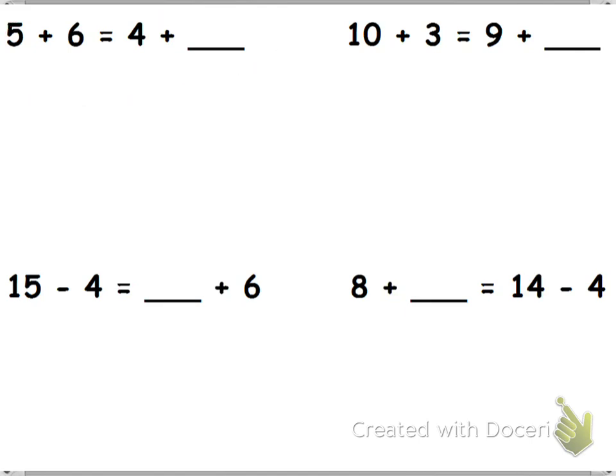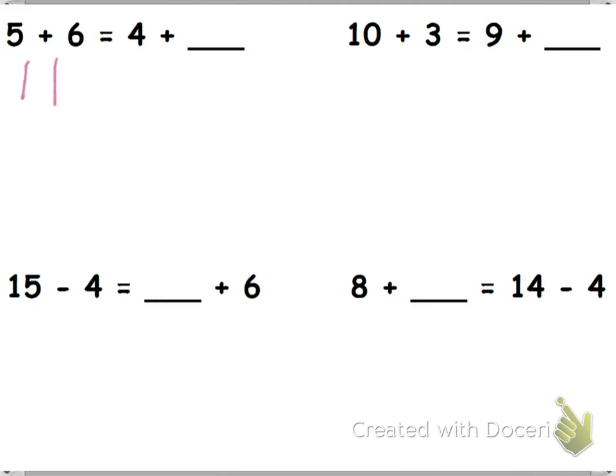5 plus 6 equals 4 plus blank. Now, you know that we have to have both sides equal. Both sides have to equal the same thing. So 5 plus 6, that's the one that has both parts. So we have to figure out what 5 plus 6 equals. We can count on, we put the bigger number in our brain, we can count on 5 times. So 6, 7, 8, 9, 10, 11. So we know that 5 plus 6 equals 11.